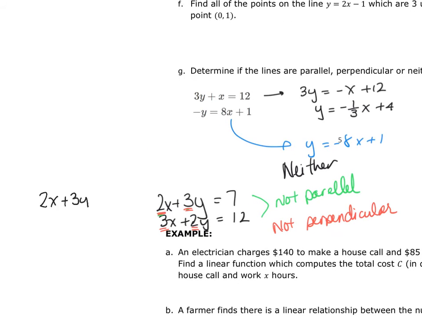2x plus 3y is equal to 7, and 3x minus 2y is equal to 7. These are perpendicular. That's because the coefficient on this x matches that coefficient on that y, but with opposite signs. The coefficient on that y equals the coefficient on that x. As long as one of those has changed signs, we are perpendicular. So these are perpendicular.